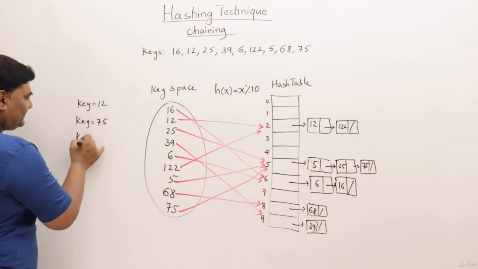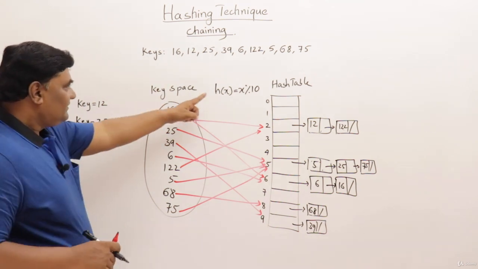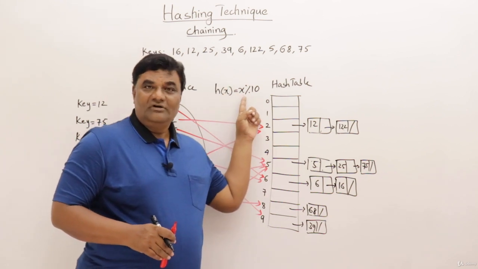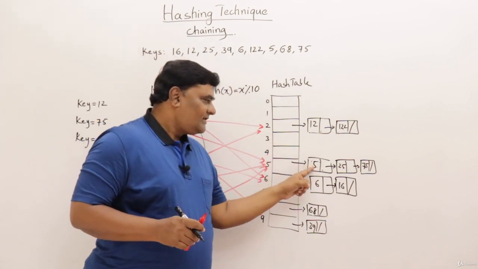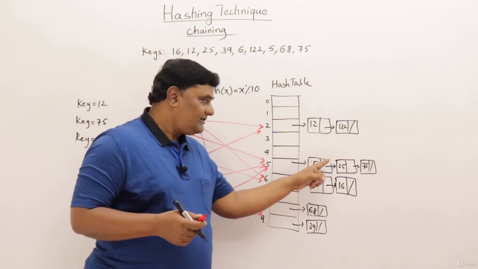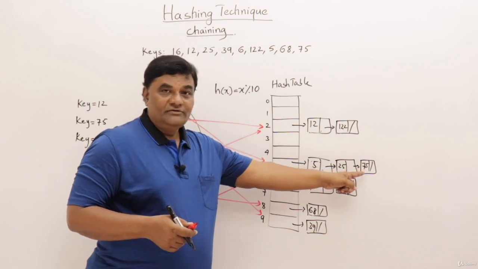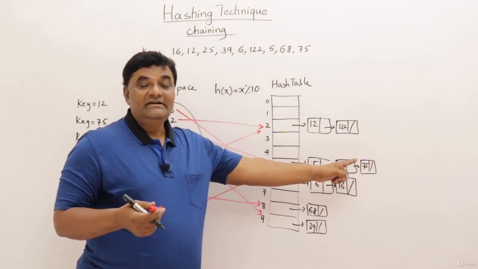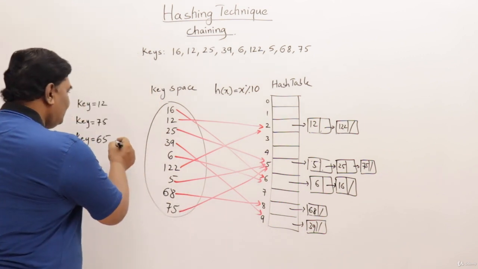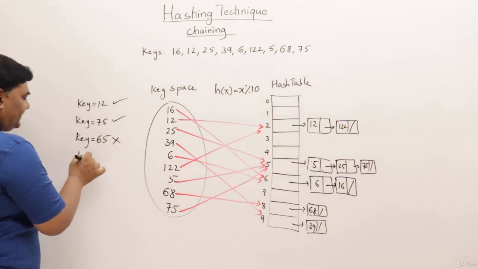Now search for key 65. Take this hash function. 65 mod 10 is 5. Go to index 5 and search for it. 5: no, 65 is greater. 25: no, 65 is greater. 75: no, 65 is smaller. So the key is not found. The search is unsuccessful. For the other two keys it was successful. Now let me take one more key.